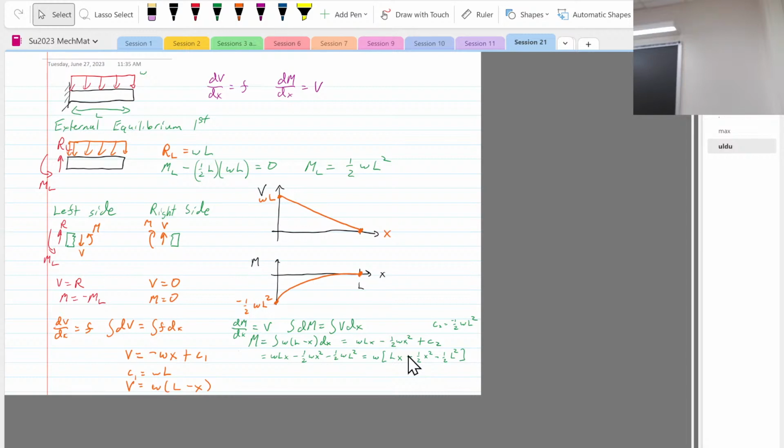So T is V times R, and M is F times R. Does that make sense? Torque and moment both have the same units, a force times a distance. One's shear force, one's normal force.